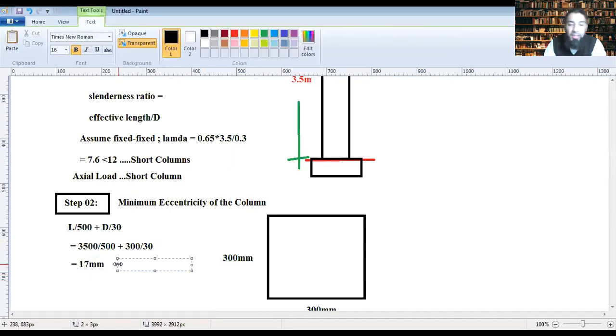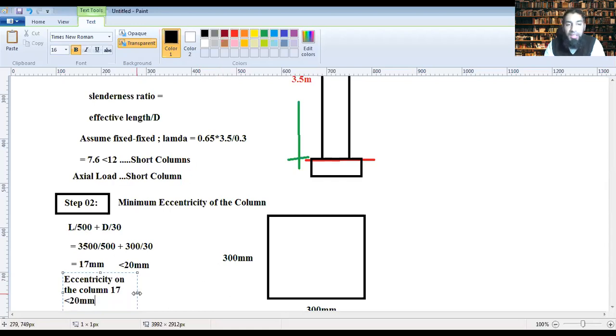So 17 is less than 20 mm, subject to a minimum of 20. So the minimum eccentricity that you would maintain on any such column is being maintained. It is 17, which is less than 20.